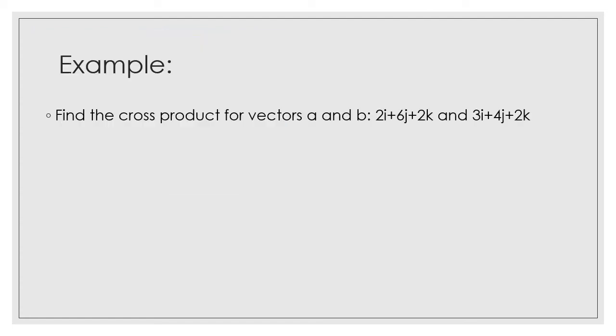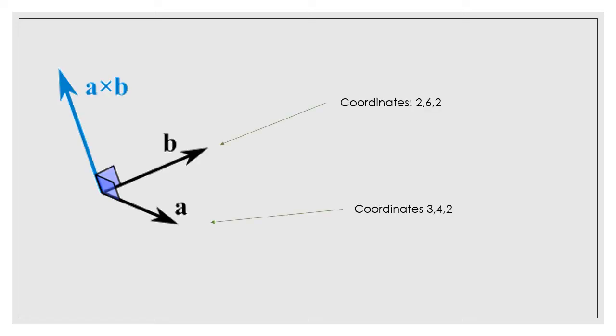So let's get to an example. Okay, so we want to find the cross product for vectors A and B. So A has coordinates 2, 6, 2, and B has coordinates 3, 4, 2. The IJK just means Cartesian form. So here we have the coordinates A and B, and we want to find the cross product. So the cross product is going to give us a vector that gives us a 90-degree angle to B and also to A with respect to this cross product here.